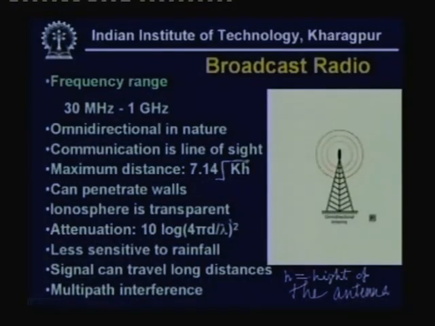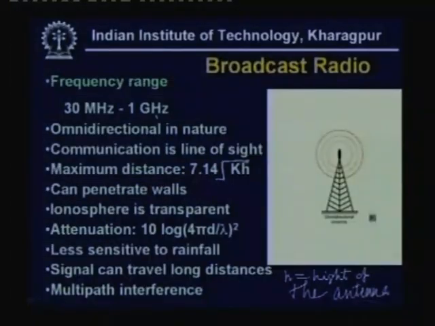And for this type of signals, the ionosphere is transparent. What do you mean by that? For this kind of communication, the signal passes through the ionosphere. It does not get reflected by the ionosphere. So, the problem of multipath communication does not exist. In other words, multipath communication leads to many problems. What are the problems that can arise?